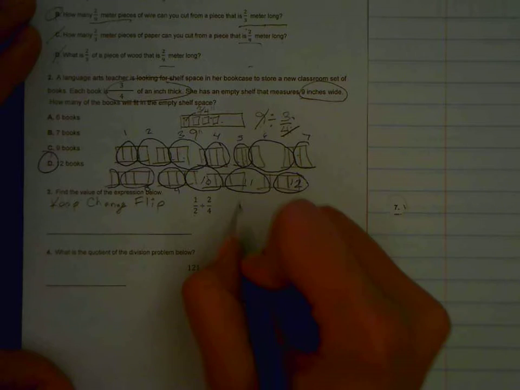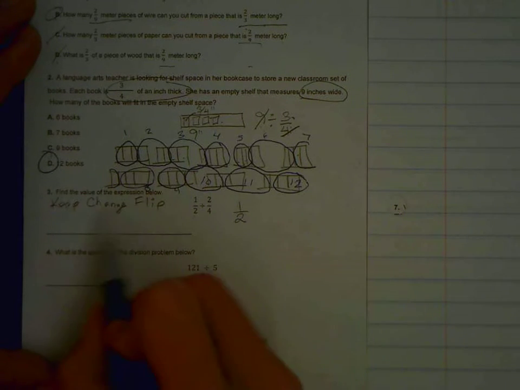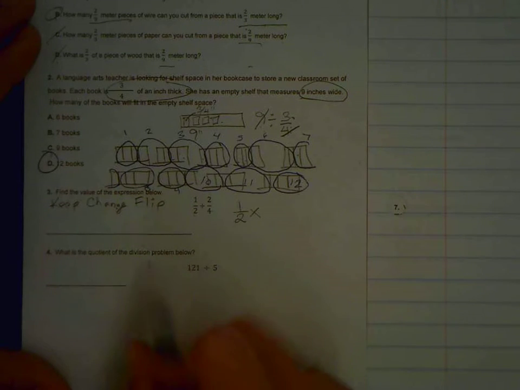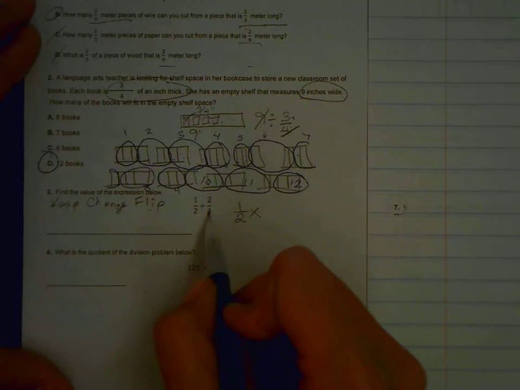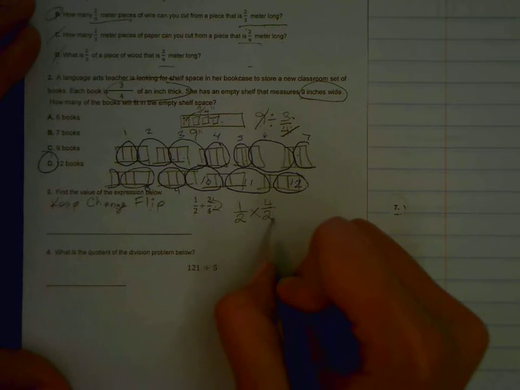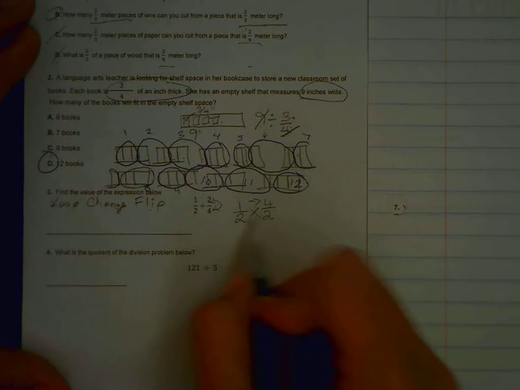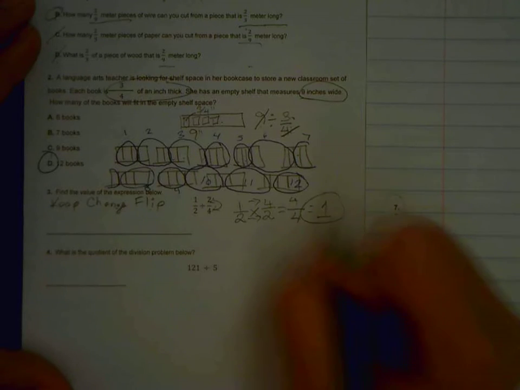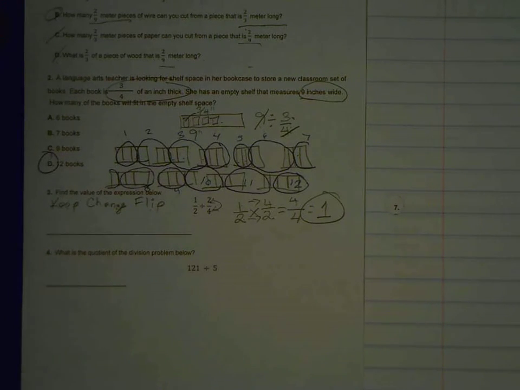We're going to leave it alone. We're going to change our division sign into a multiplication sign. We're going to flip the second fraction to its reciprocal, so we're going to have 4 halves here. Then we're going to multiply across, easy peasy lemon squeezy. 1 times 4 is 4, 2 times 2 is 4, 4 divided by 4 is the same as 1, so 1 is our answer. Alright, stay tuned for part 2.